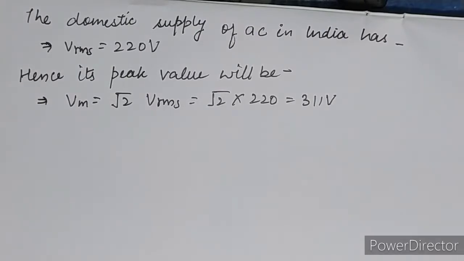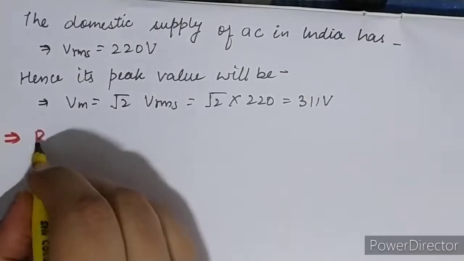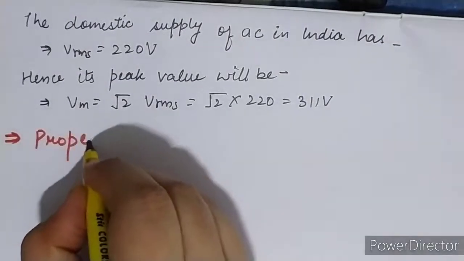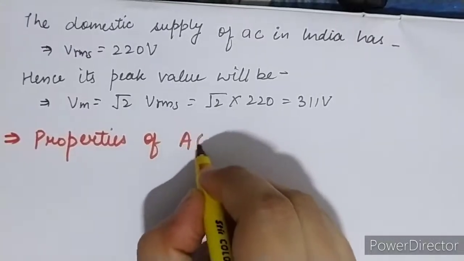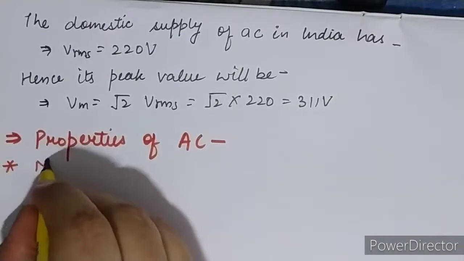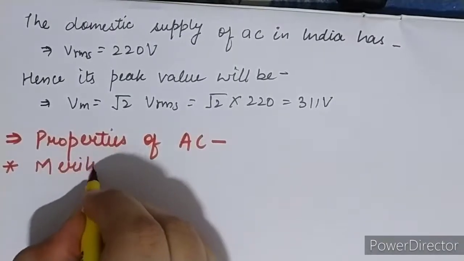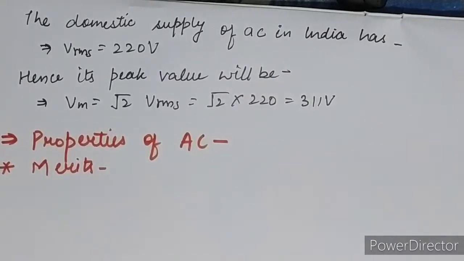Now next we are going to discuss the properties of AC, and in this first we are going to discuss its merits. We are only going to discuss the merits; the demerits you have to write on your own. Even these things you have discussed in your 10th standard also.